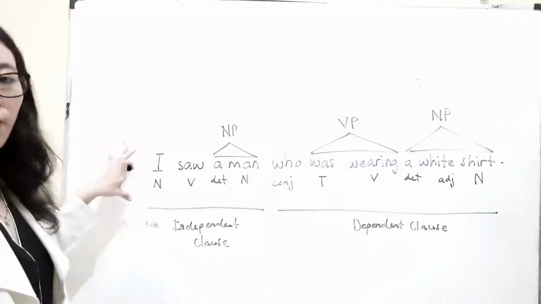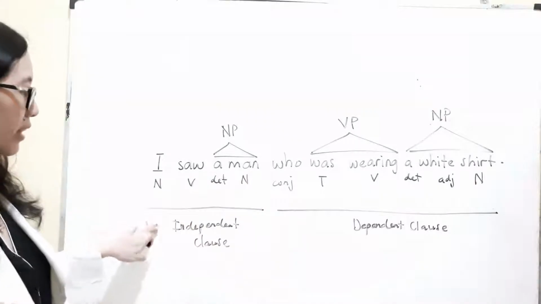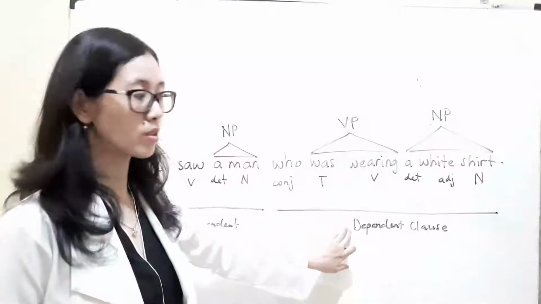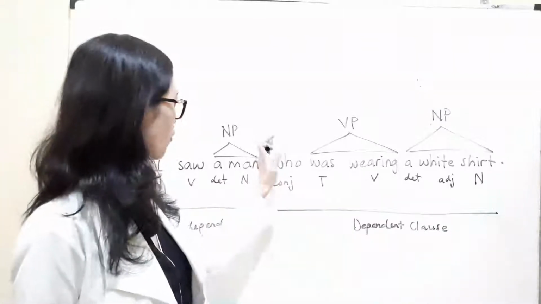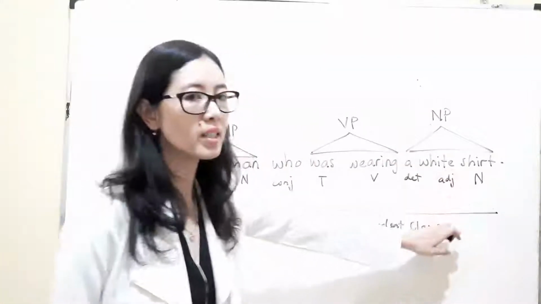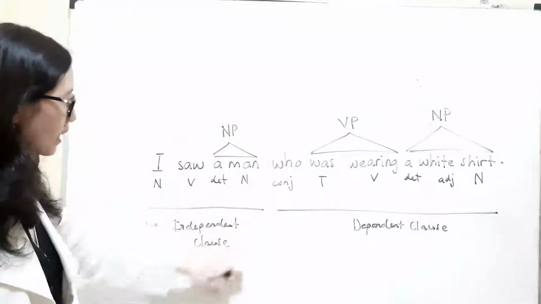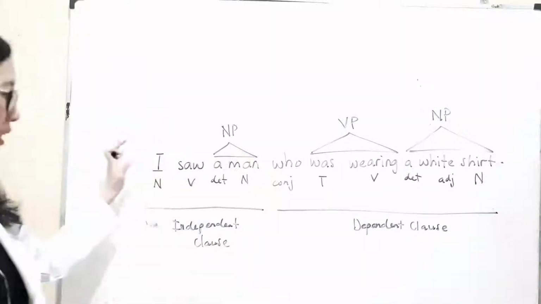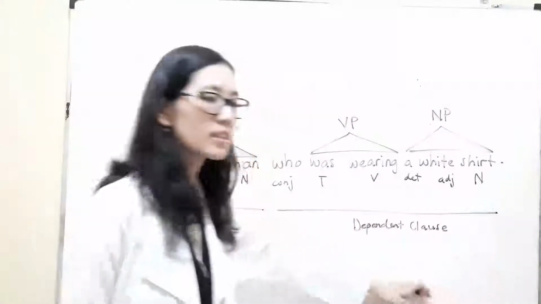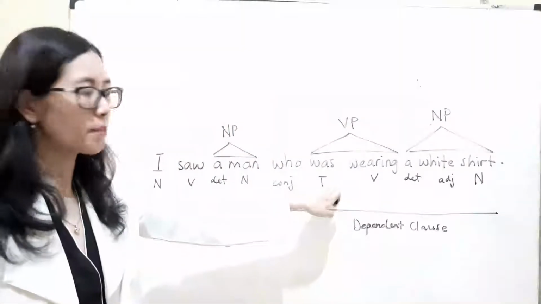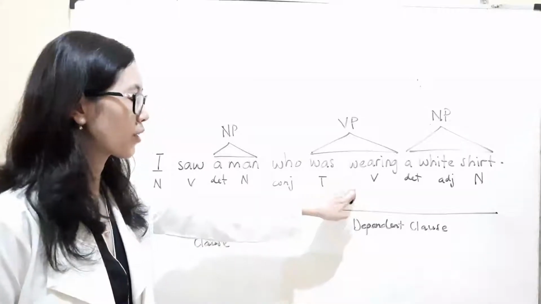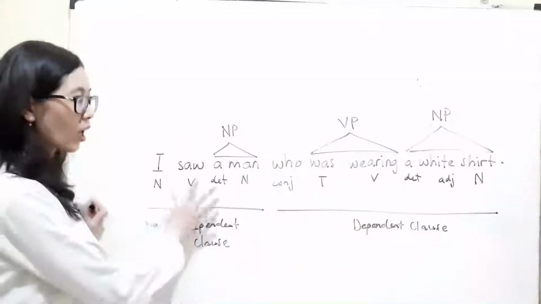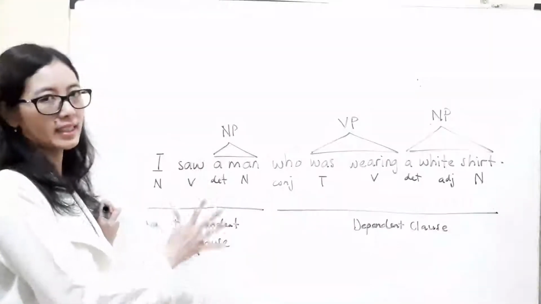So, from this sentence, we understand that there are two clauses, an independent clause and a dependent clause. If we erase the dependent clause, this sentence still has meaning. But if we erase the independent clause, this sentence doesn't have a complete meaning, so we don't call it a sentence, we call it a dependent clause. We call this a complex sentence.